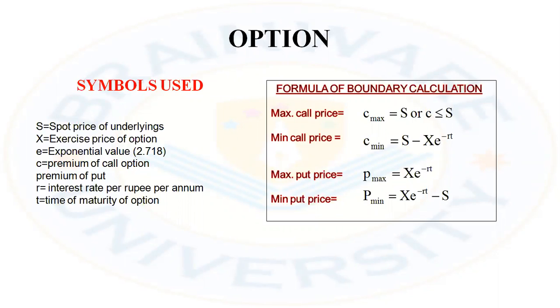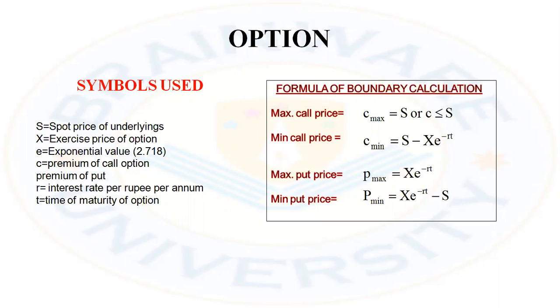S is the spot price of the underlying asset. Spot price means the spot price of the underlying asset prevailing on the date of settlement of the option. It may be the maturity date, it may be any day before that.